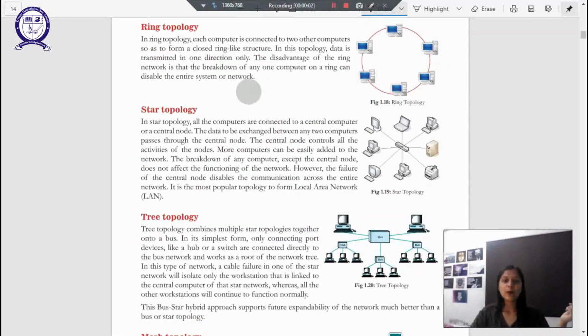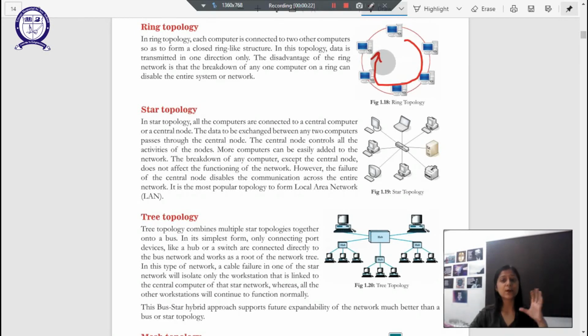Next we have ring topology. In this, each computer is connected to 2 other computers so as to form a closed ring like structure. So as you can see, it's a ring, right? All the systems are interconnected to 2 other systems, which is why it's a ring like structure. The data is transmitted in only one direction. Now that's the worst thing.